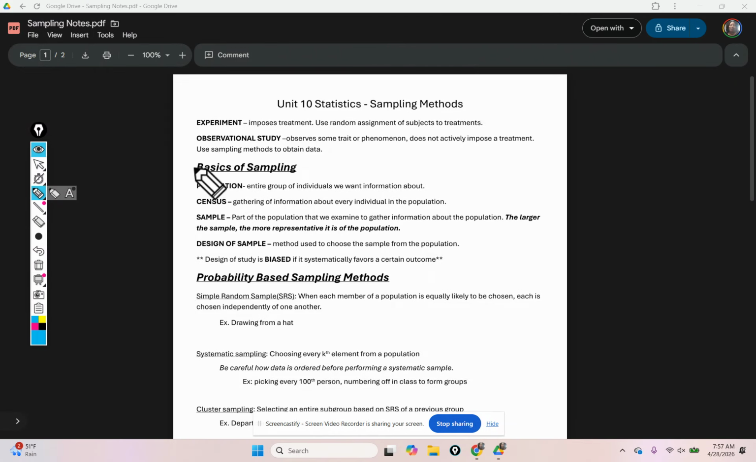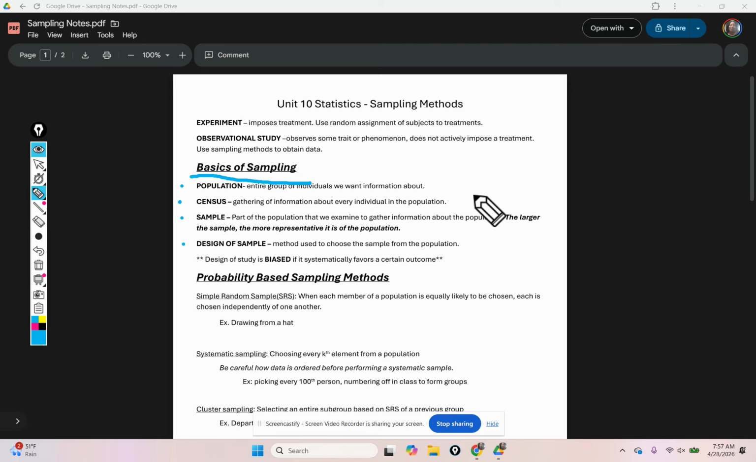So then when we get to our sampling methods, we have population, a census, sample, and then we have a designed sample, okay? The population is the big group. The large group is your population. It's the entire group of individuals we want to gather information about. So the big picture.